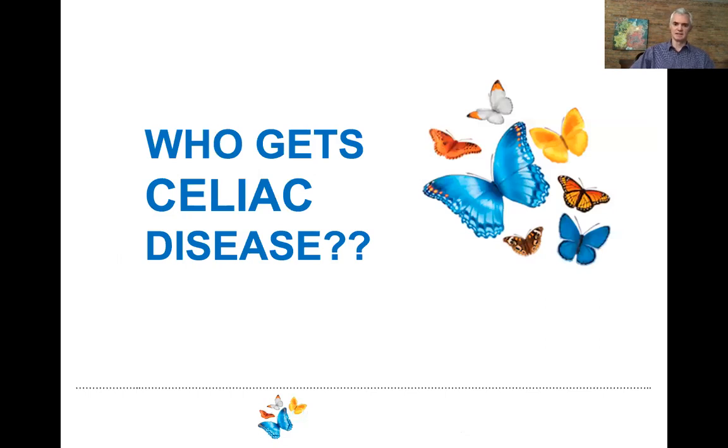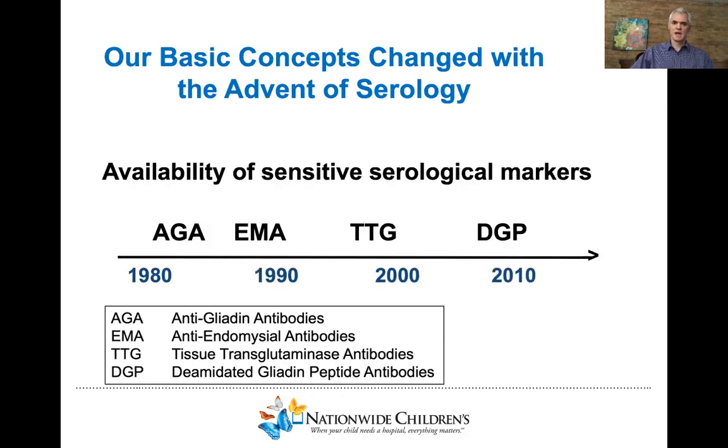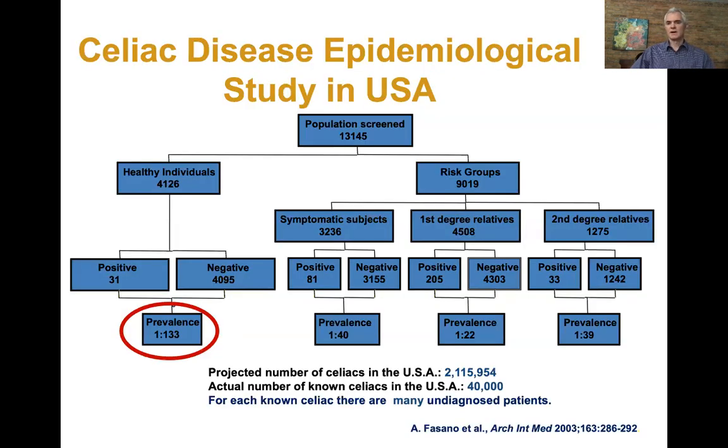Who gets celiac disease? We used to think celiac disease was a rare disorder, really only presenting in infancy and only occurring in patients of European origin. However, our basic concepts changed with the advent of serologies in the 1980s, with new markers added about every 10 years. We now know that celiac disease is found throughout the world, perhaps excluding Asia, and that the prevalence varies somewhat. You can see in certain parts of Africa, it may be as high as 1 in 18 people having celiac disease. What about here in the United States?